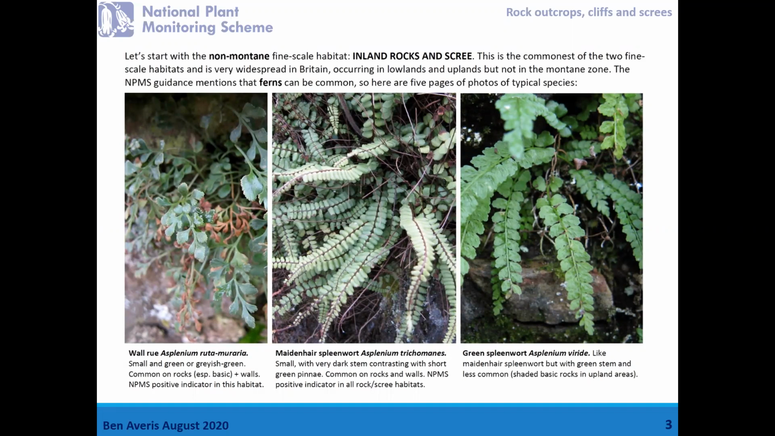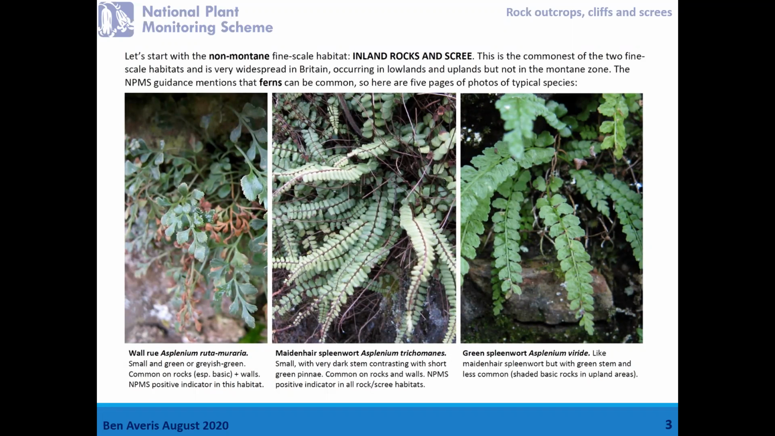Wall rue on the left is very small, although it's got quite a firm texture, and it's a greyish green colour, and the fronds are divided up in the same sort of shape as so many of the bigger ferns, so roughly a triangular frond. But being so small, it's not surprising that there are not very many divisions in there. So it's a fairly simple looking pinnately divided fern, easy thing to recognise. And it's classed as an NPMS positive indicator in this non-montane habitat.